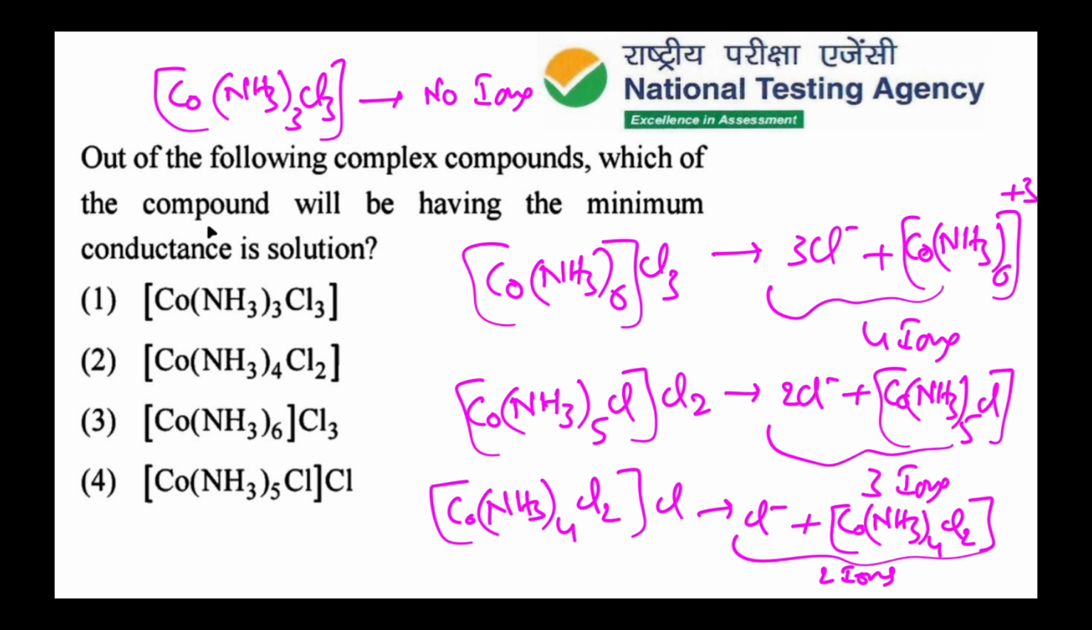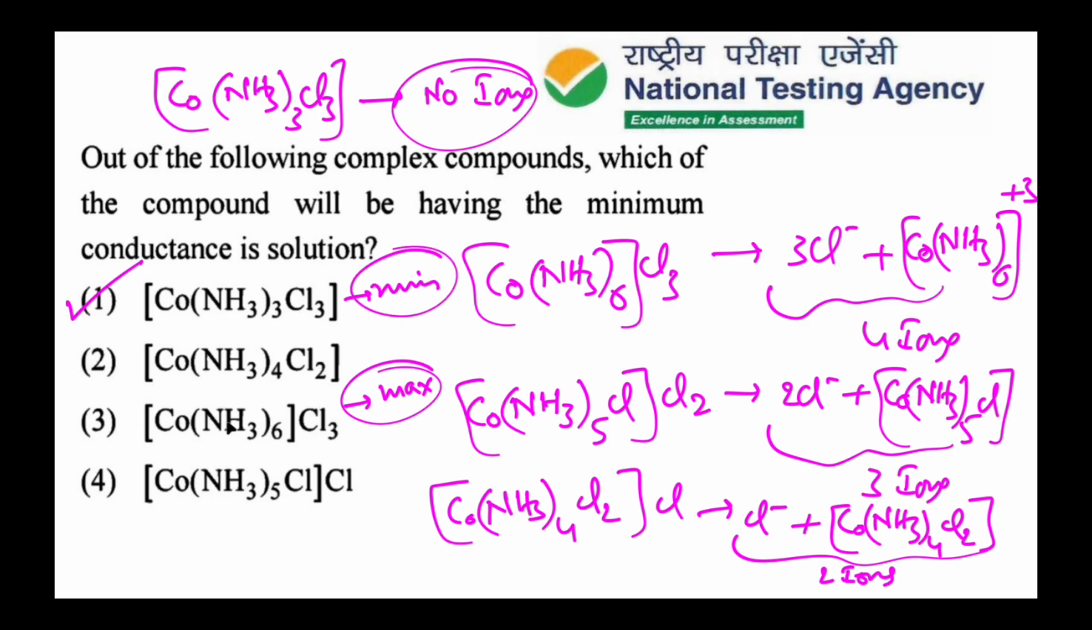So which has the minimum conductance? Option 1 has minimum conductance because no ions exist in that solution. Option 3 is maximum conductance, because it produces 4 ions in the solution. More ions, more conductance. As the number of ions increases, conductivity also increases; as the number of ions decreases, conductivity decreases. So option 1 has minimum conductance in solution.